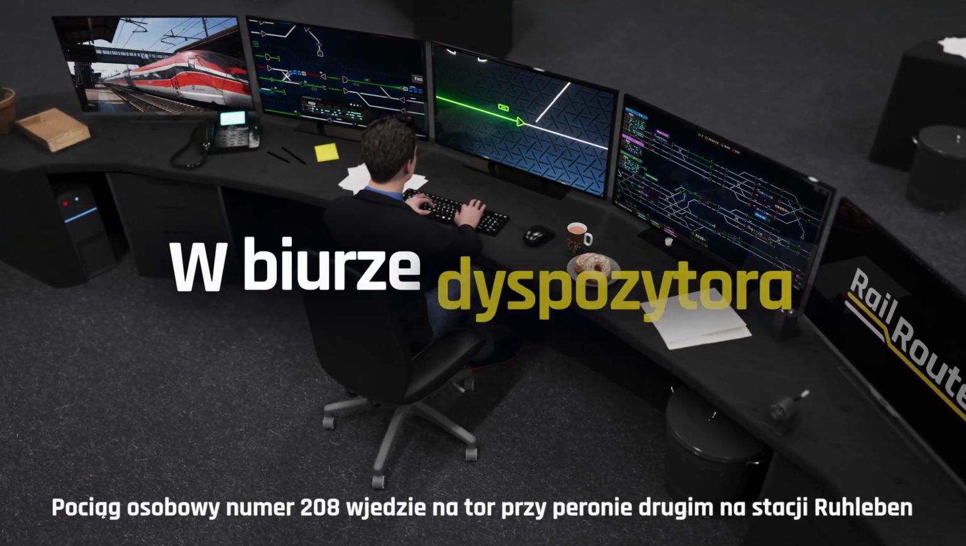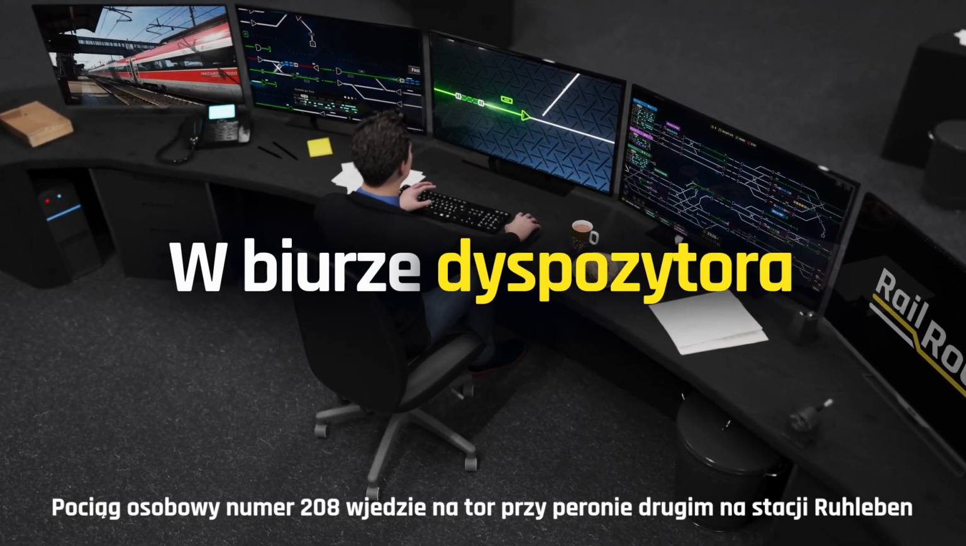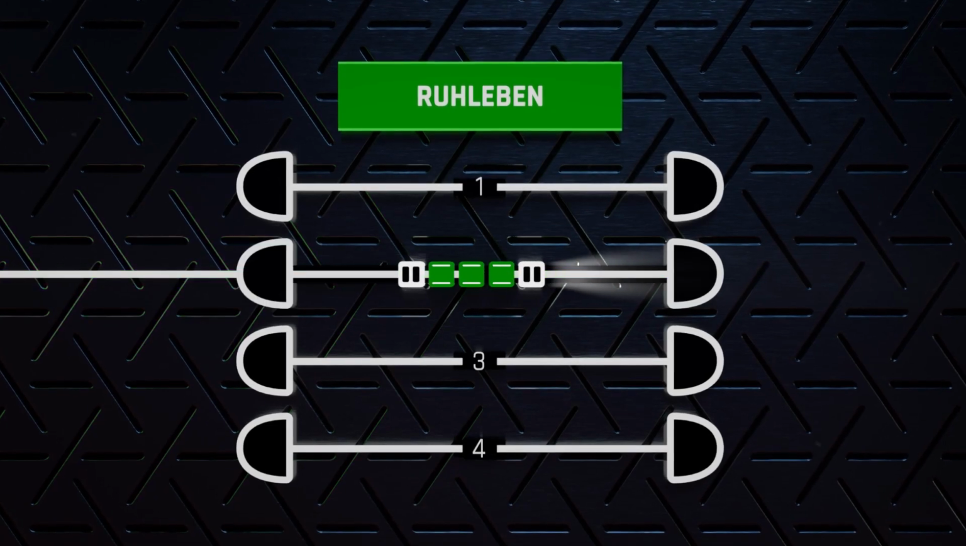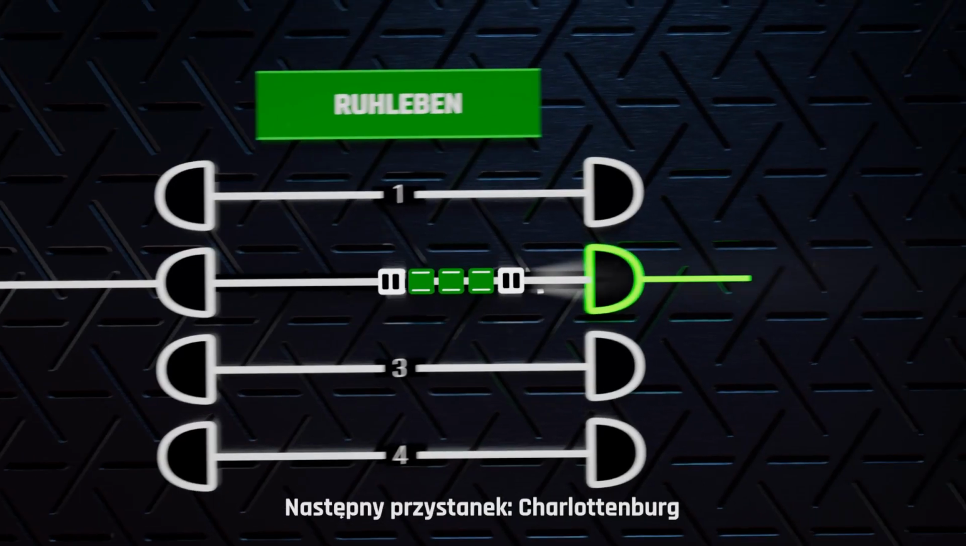Attention passengers, commuter train 208 will arrive in Woolben on platform 2. Next stop, Charlottenburg.